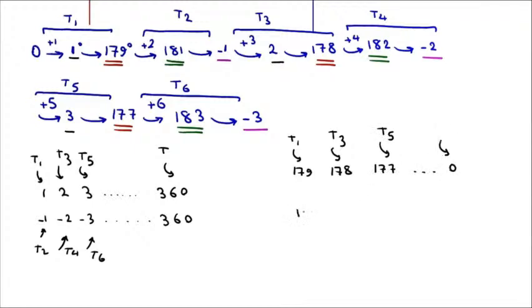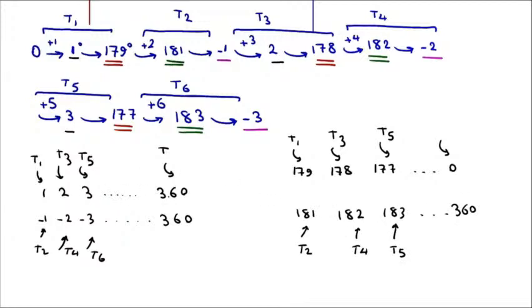And the next one, 181, it is in T2, 182, it is in T4, 183, it is in T5. So, look here, we need to reach 360. So, let's see which of them is better.